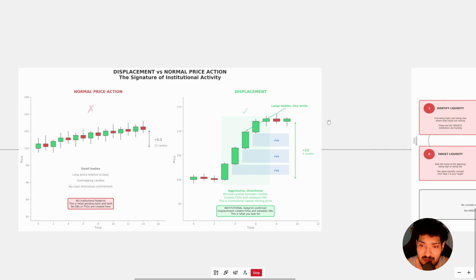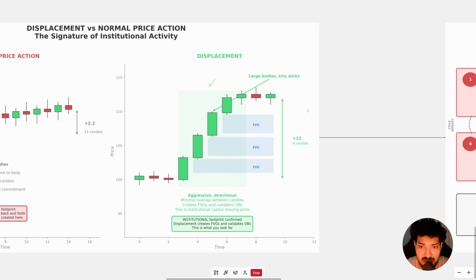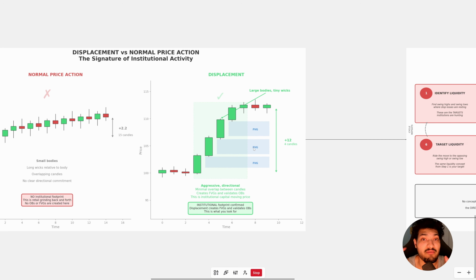You need to see something like this. This is exactly what displacement is. You have large bodies, tiny wicks, and those gaps are very obvious to see. And this is aggressive. It is directional. There's minimal overlap between the candles, which creates the fair value gap and validates the order blocks, right? This is the institutional capital that is moving price in a certain direction, right? The institutional footprint, you could say, that confirms the displacement candles. And yeah, you can see this is what it looks like. The key here, again, for the millionth time, is the displacement. This is what connects everything, like the glue of this concept.